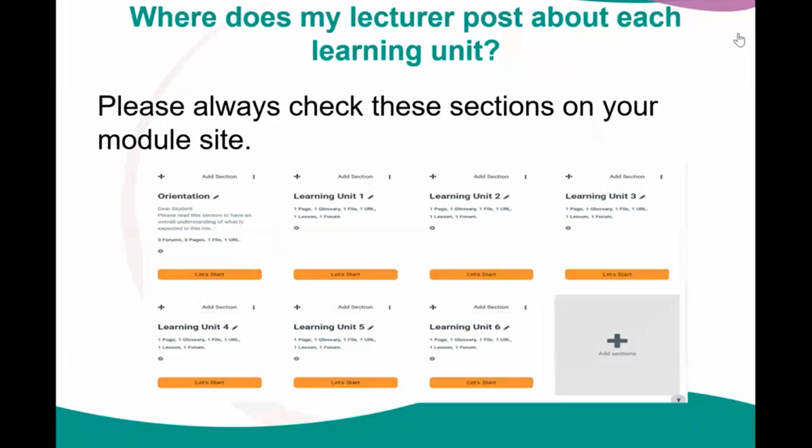So what I can say is that if you're not going to continuously check these folders, you're going to miss out on important information that can help you organize yourself. You can do, for this week, the orientation. For the next week, learning unit 1.